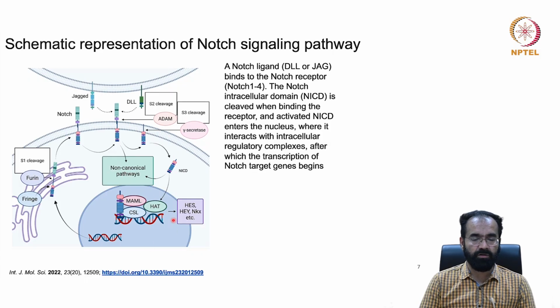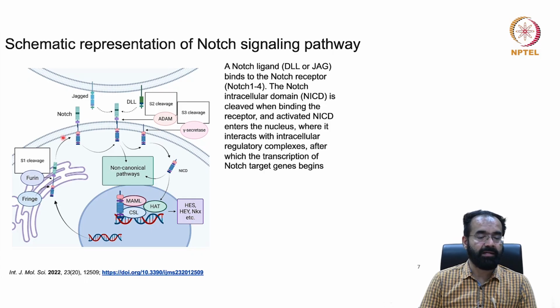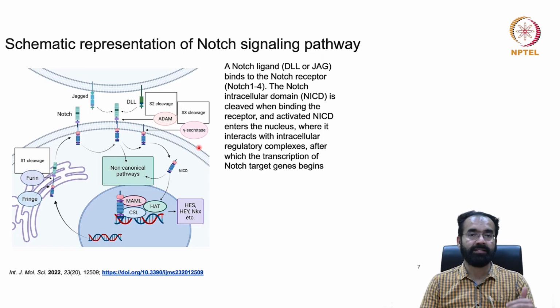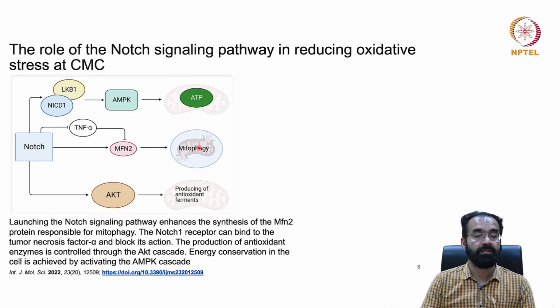Many genes are turned on, HES, HEY, NKX, etc. And during Notch maturation, there are multiple cleavage phases: furin cleavage, ADAM cleavage, and gamma secretase cleavage, etc. So that's how Notch gets matured.